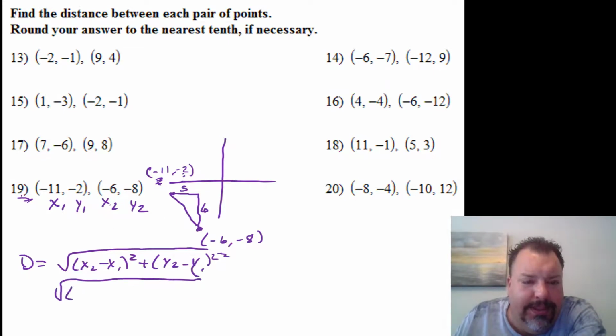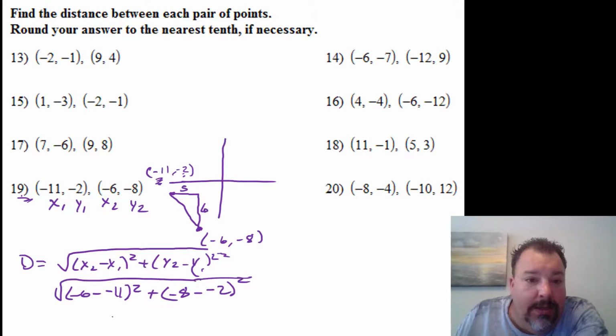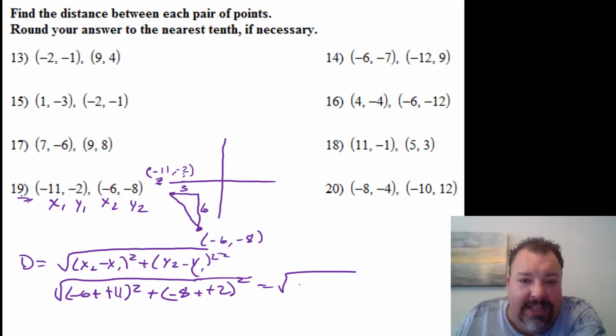So x2 is -6 minus x1 is -11. Got to be careful with all these negative signs. y2 is -8 minus y1 is -2. Remember, two negatives are going to give you a positive. Two negatives over here are going to give you a positive. So when you simplify this, -6 plus 11, that's going to be 5 squared.